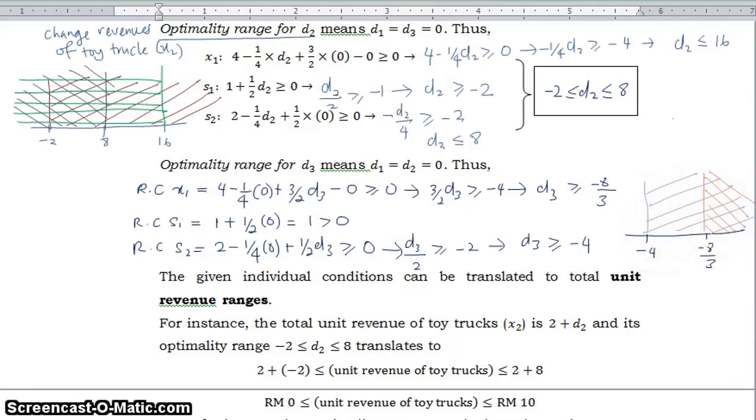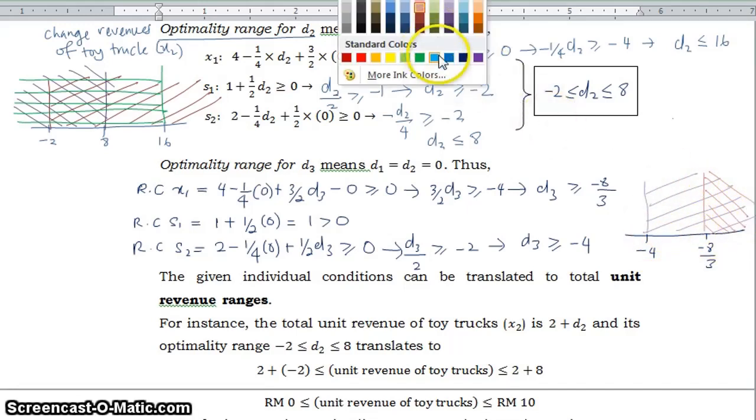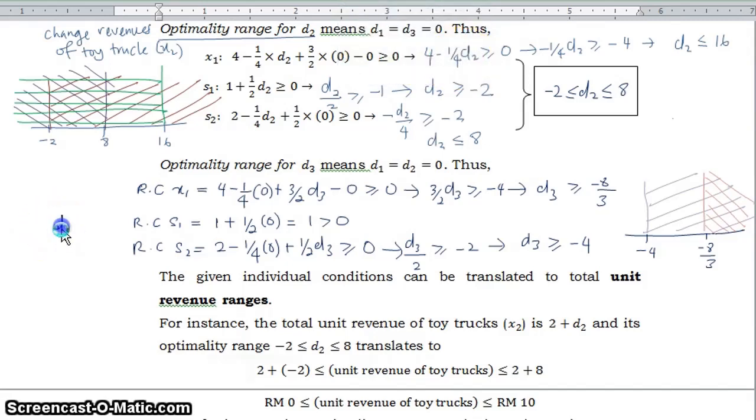So from here we know that the range for D3 is greater than or equal to negative 8 over 3, and the maximum limit for D3 is infinity. So this is the range for D3, so that the current solution remains optimal.